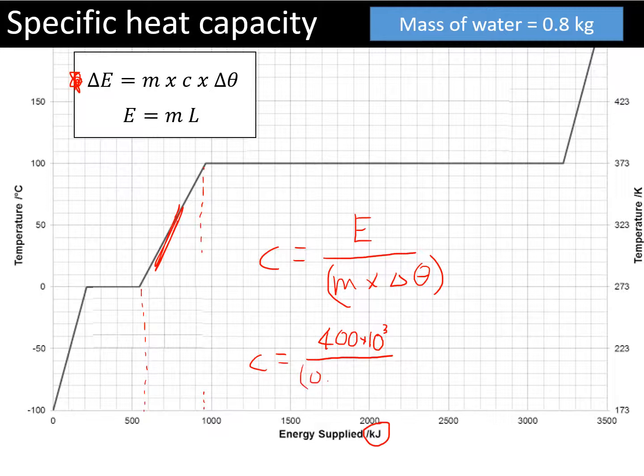The mass, we've already established, is 0.8, and the change in temperature is from 0 all the way up to 100, so a total change of 100 degrees Celsius. So when I put that through my calculator, 400,000 divided by, open brackets, 0.8 times 100, that gives me an answer in this case of 5,000, and that will be joules per kilogram times degrees C. So there's my final answer for there.